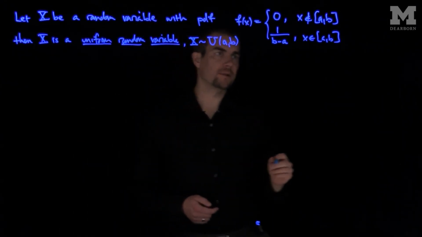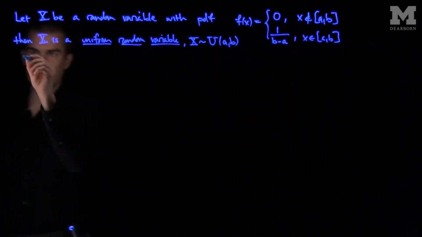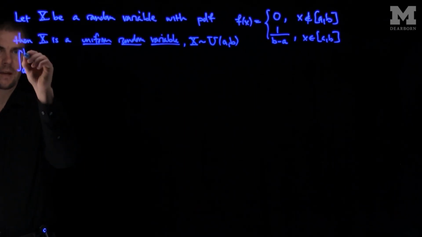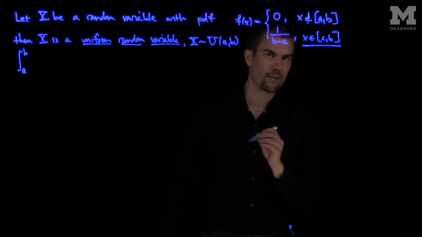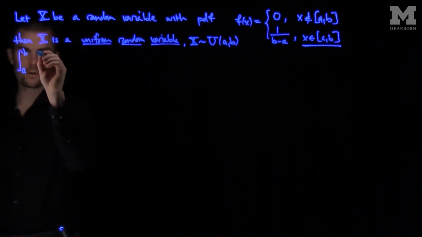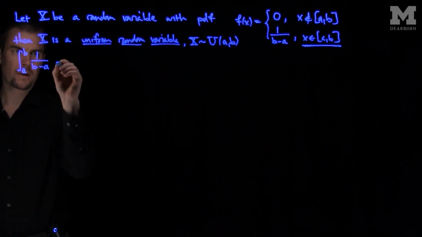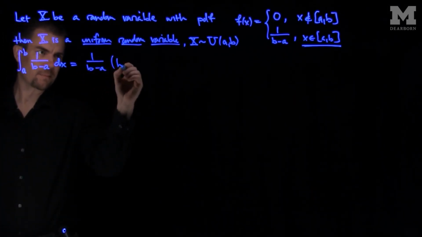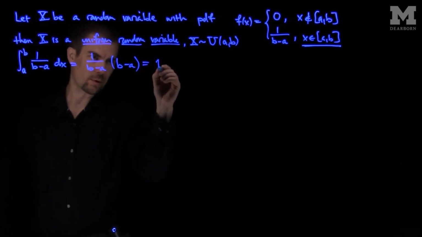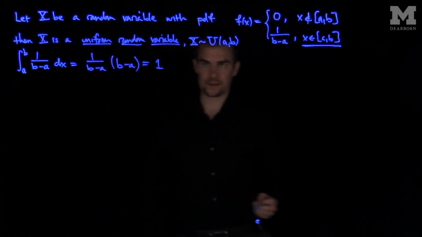Now we can clearly see that this is a PDF. Indeed, if I integrate this from a to b, that's the only part of the domain of the function f where it's non-zero, I'll do 1 over b minus a dx. So this will just be 1 over b minus a times b minus a, which is equal to 1. And so indeed, this is a valid PDF.